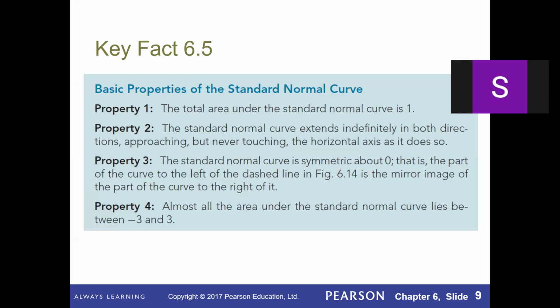There are four basic properties of the standard normal curve. Number one is the total area under the standard normal curve is 1. Number two, the standard normal curve extends indefinitely in both directions, approaching but never touching the horizontal axis. Number three, the standard normal curve is symmetric about 0. That is, the part of the curve to the left of the dashed line is the mirror image of the part of the curve to the right of it. Number four is almost all the area under the standard normal curve lies between -3 and 3.